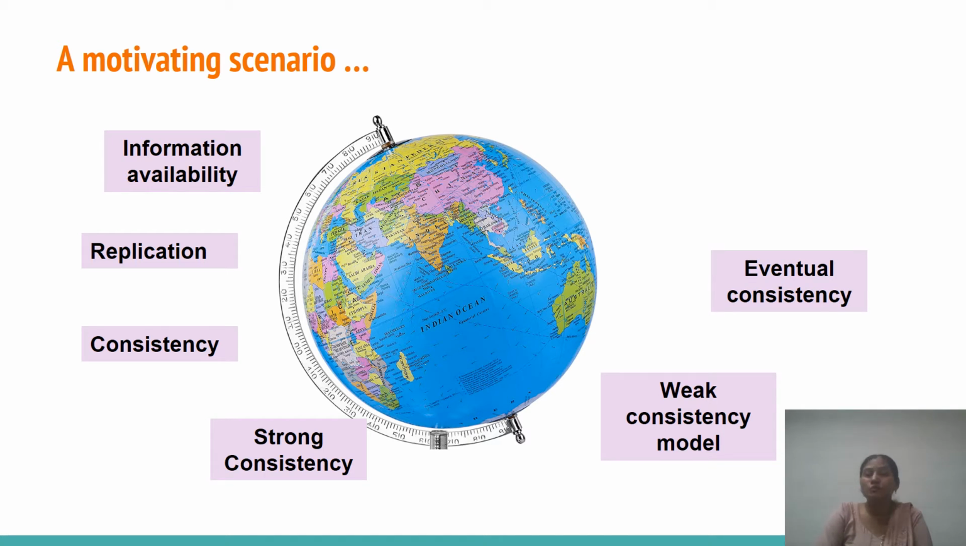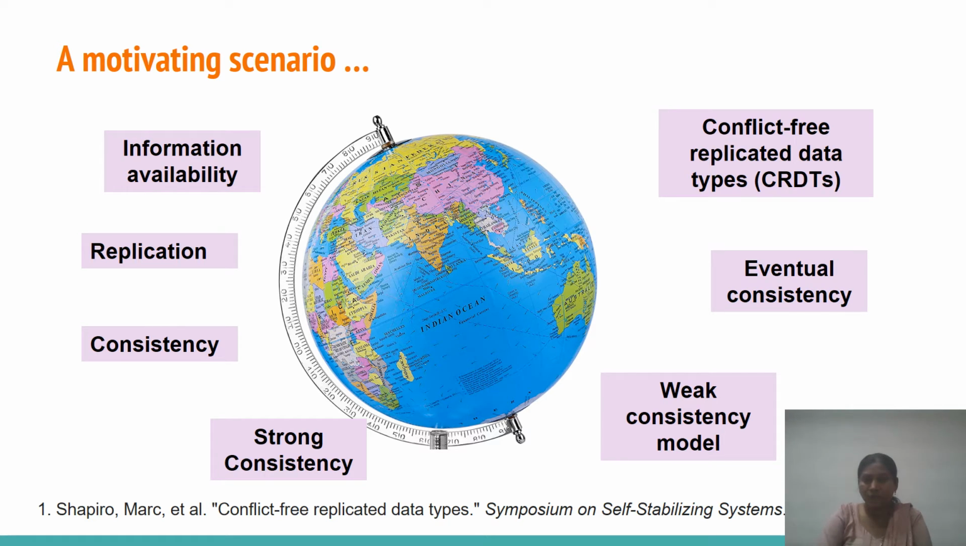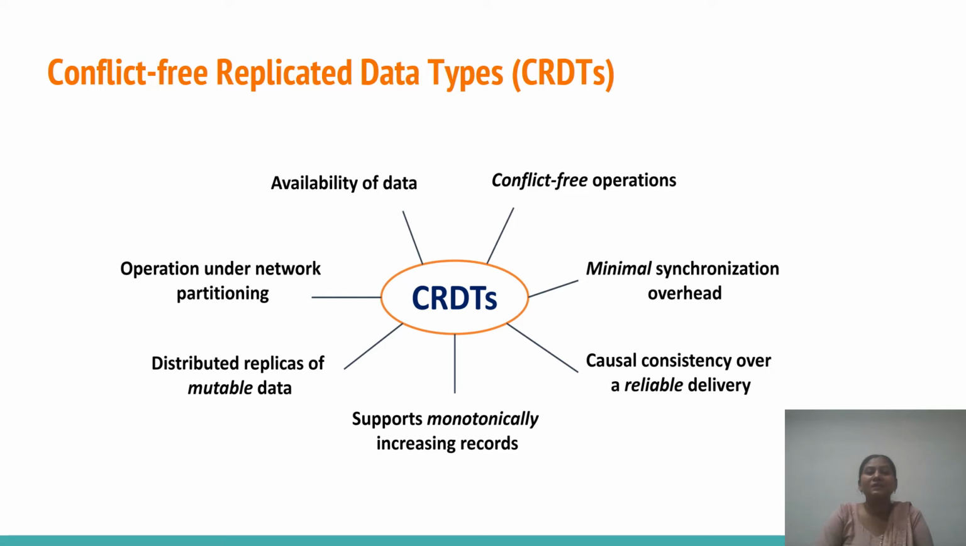One way to achieve eventual consistency uses conflict-free replicated data types, or CRDTs. In the next three slides, I'm going to briefly describe CRDTs. CRDTs address the twin requirement of availability of data and operation under network partitioning. They work with conflict-free operations with minimal synchronization overhead. They distribute replicas of mutable data using causal consistency over a reliable delivery, and CRDTs are good in applications that have monotonically increasing records.